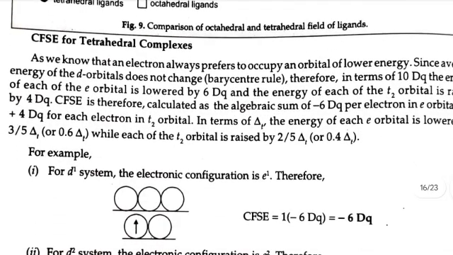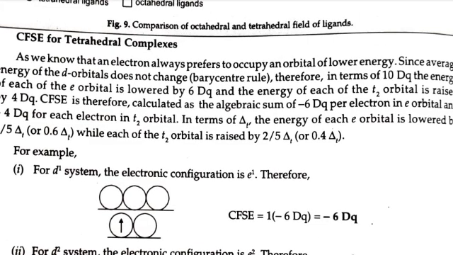CFSE for tetrahedral complexes. As we know, an electron always prefers to occupy an orbital of lower energy. Since the average energy of the d orbitals does not change, the barycenter rule, in terms of Dq the energy of each of the e orbitals is lowered by 6 Dq and the energy of each of the t2 orbitals is raised by 4 Dq. CFSE is therefore calculated as the algebraic sum of minus 6 Dq per electron in the e orbitals and plus 4 Dq for each electron in the t2 orbitals. In terms of delta T, the energy of each e orbital is lowered by 3 by 5 delta T, while each of the t2 orbitals is raised by 2 by 5 delta T.